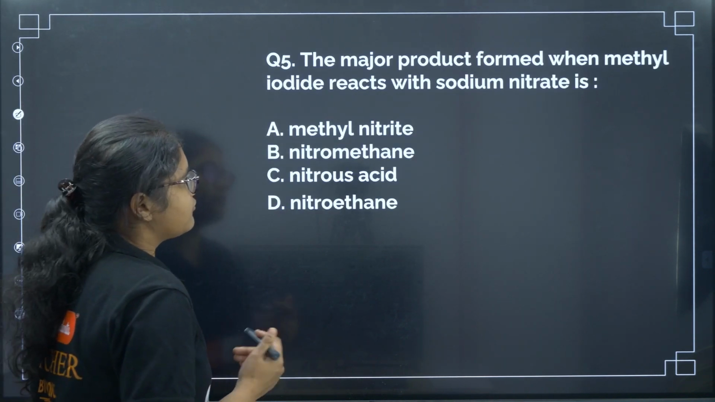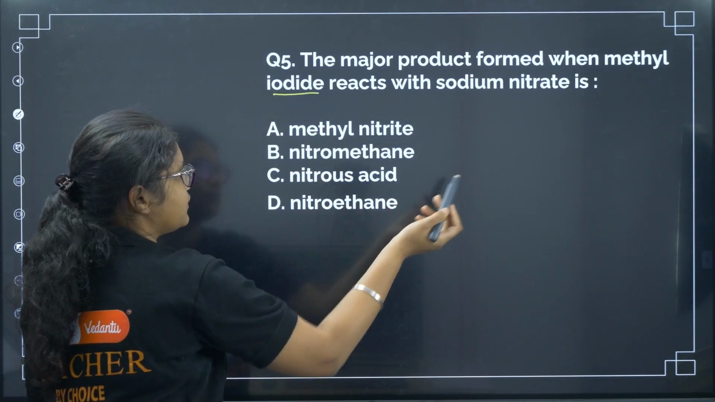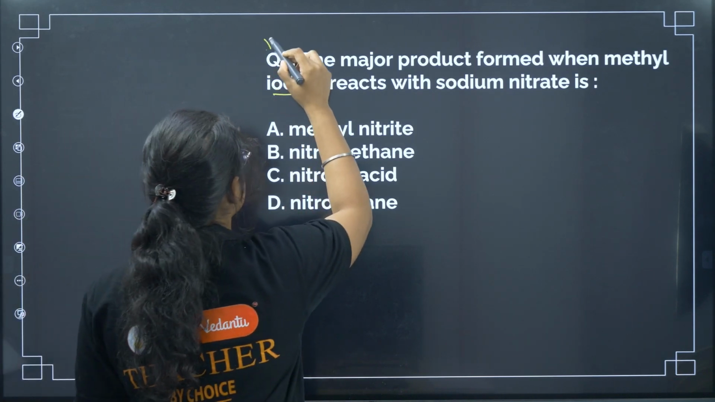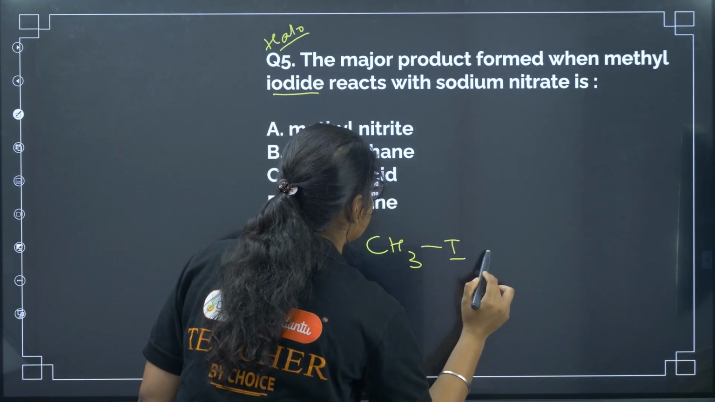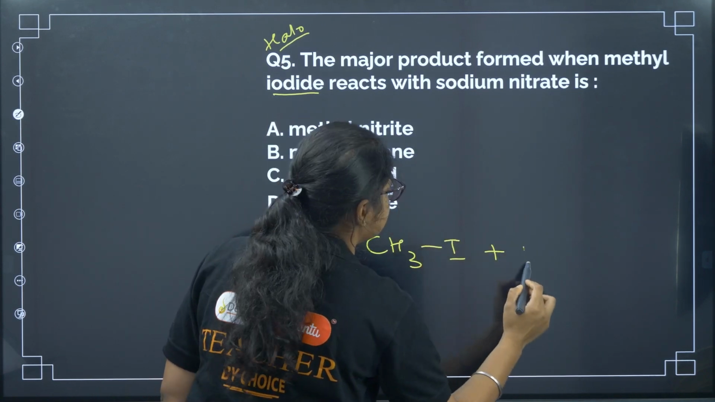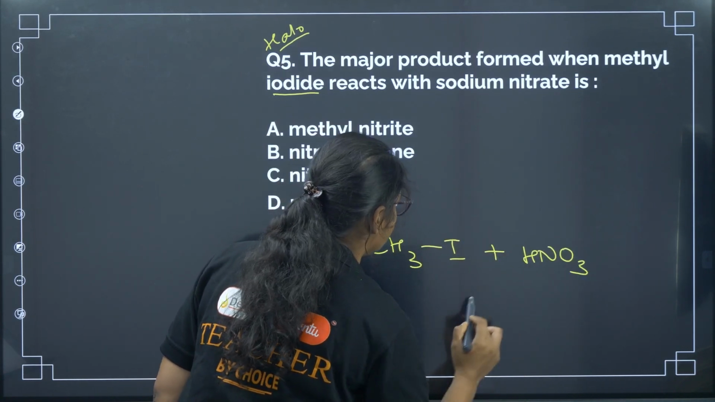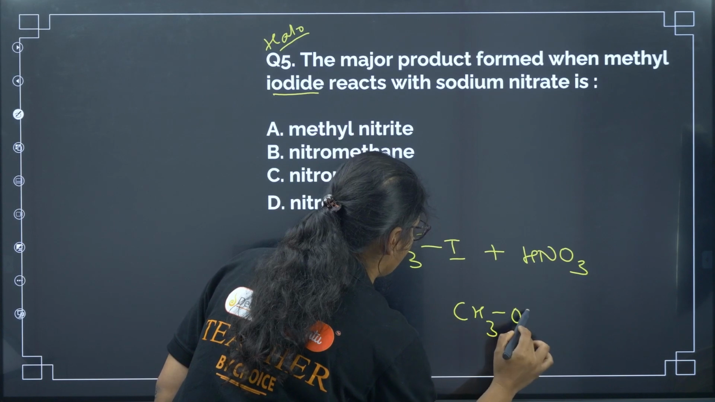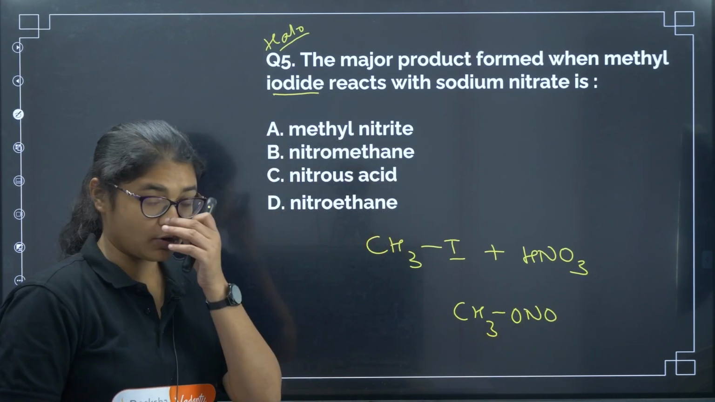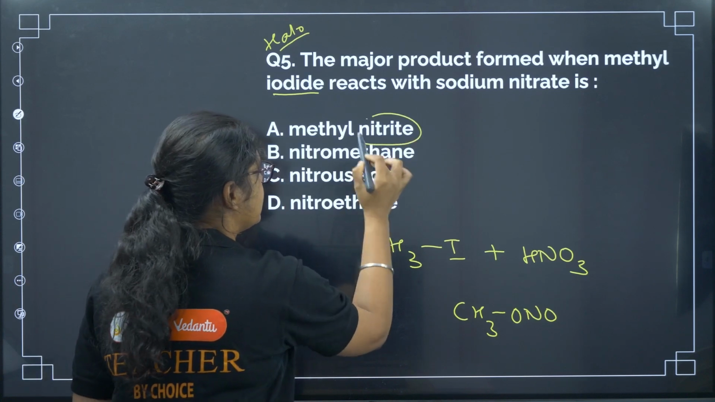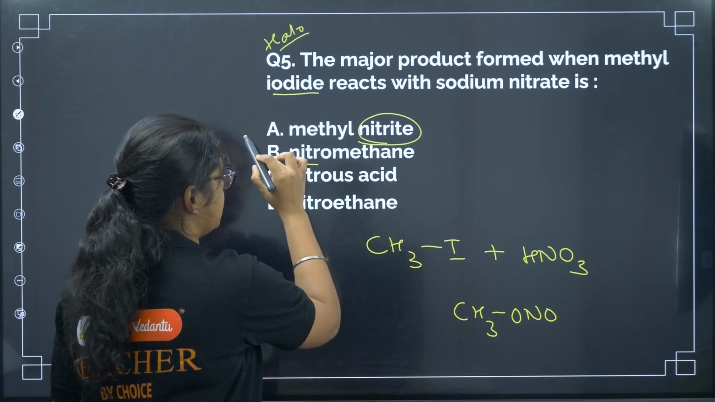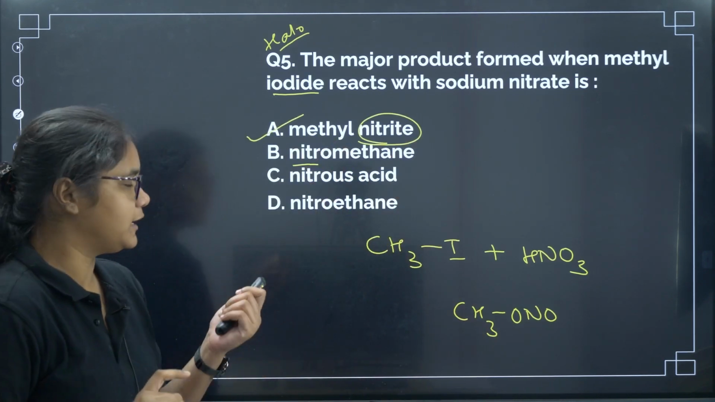Next, the major product formed when methyl iodide reacts with sodium nitrite. So this is again haloalkanes chapter, direct reaction based. So methyl iodide reacting with sodium nitrite, so we will get CH3ONO. Okay. So this reaction is generally not commonly asked, not very popular reaction. So that's why you must remember it will give you nitrite, okay, not nitromethane. So correct answer is option number A.